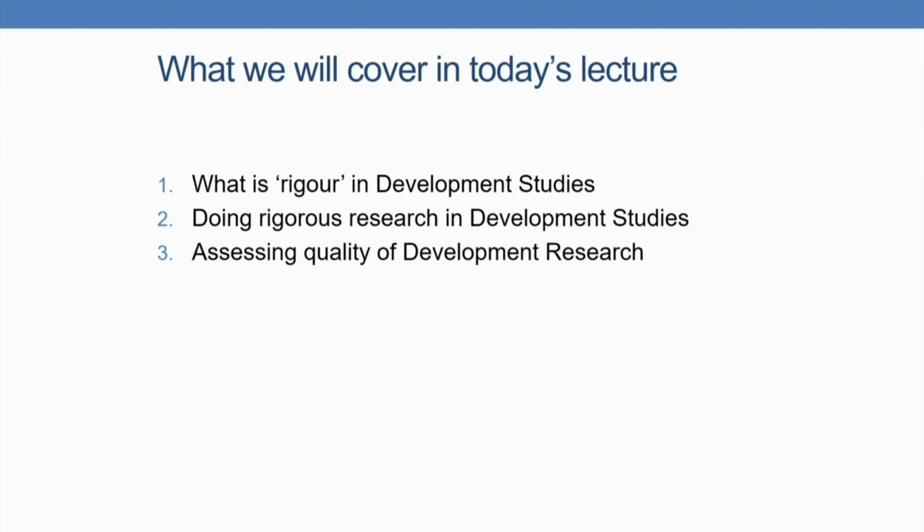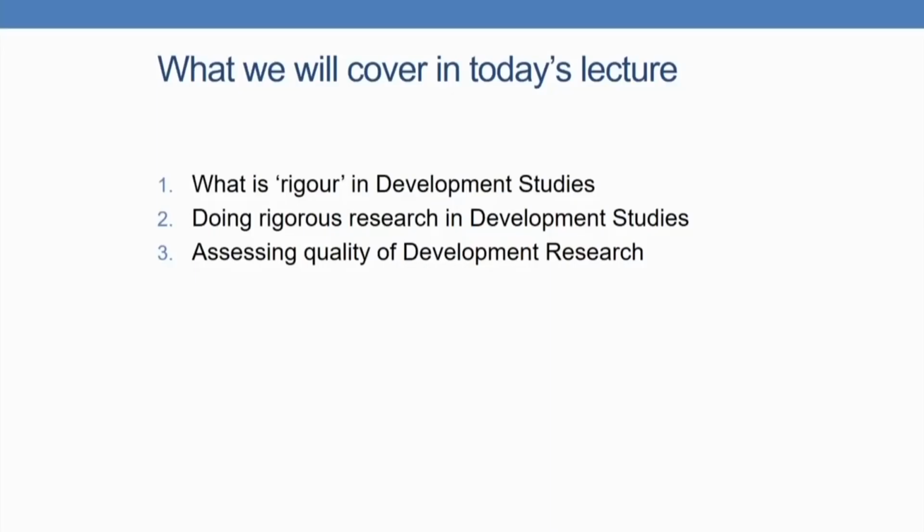In the second part, where we are looking at how to do rigorous research, you may find that there are some overlaps with yesterday's lecture or lesson 2 on the different steps of development research methods. And lastly, we will also look at how assessment of quality in development research is being done.